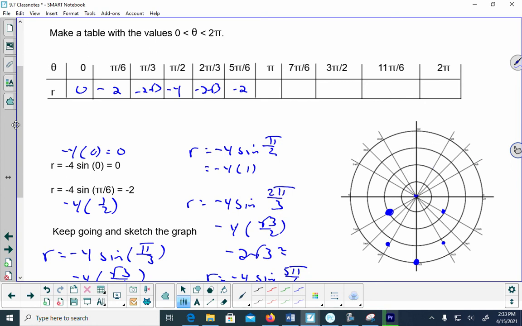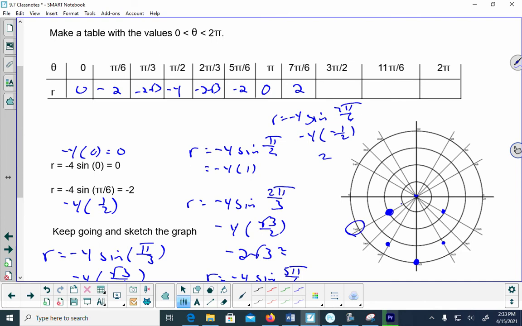Pi, the sine of pi is 0, so -4 times that will be 0. 7 pi over 6, the sine is -1/2. So r is equal to -4 times -1/2, so that's going to be +2. But look here, when I do 7 pi over 6, that's this angle right here. +2 would be 1, 2.